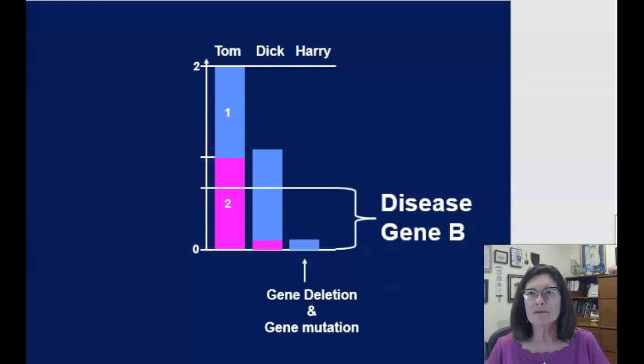But what happens if Harry has a deletion and he only has one copy? The pink one's gone entirely, but his blue copy has a mutation. Then he has the condition. So, what are the chances that any one person has a deletion of a gene and one of the rare mutations in that gene? So, this person, what we say is he has a revealed recessive.